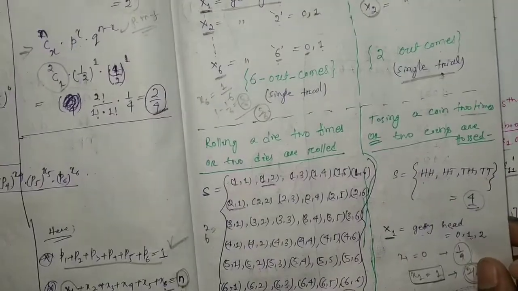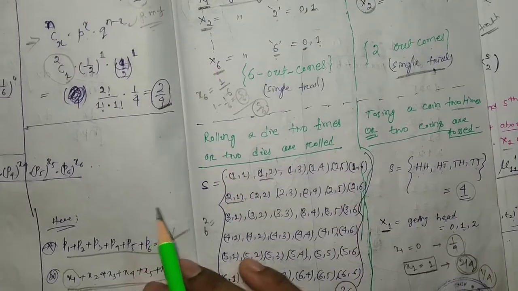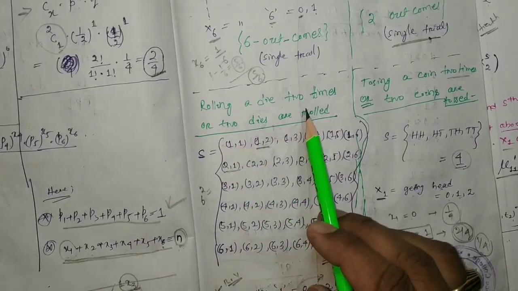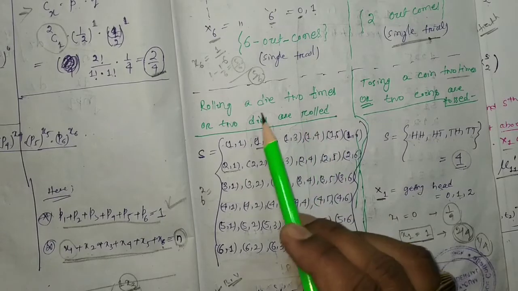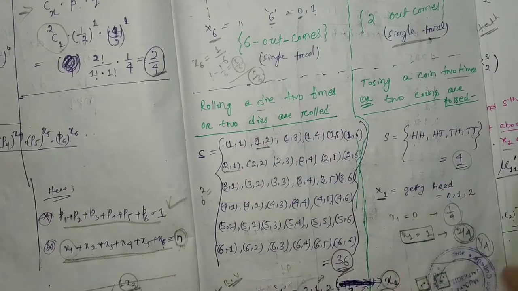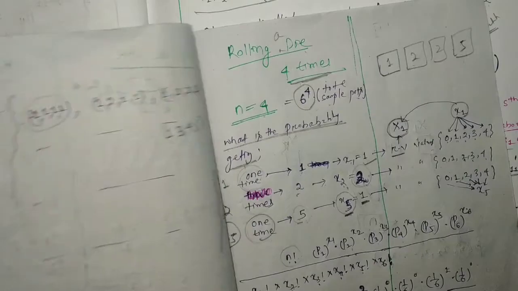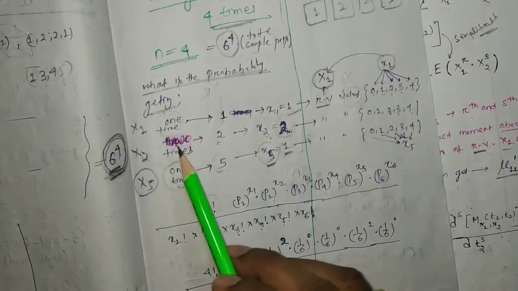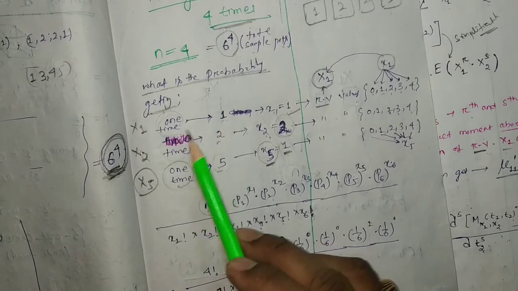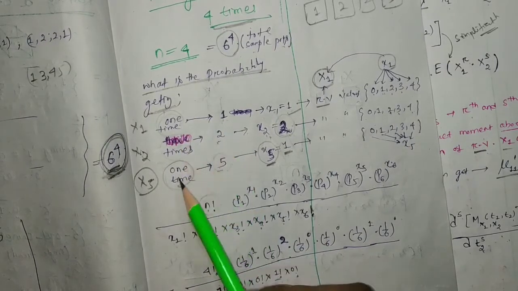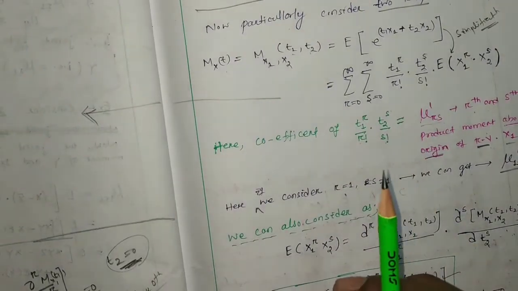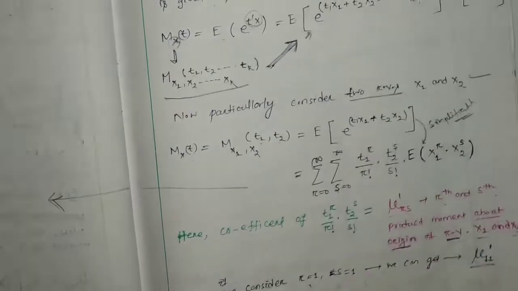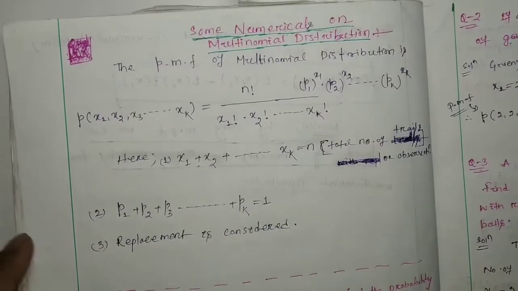Whenever we were discussing the PMF of multinomial distribution, rolling of two dice, or one die two times, and rolling of a die four times, and what will be the probability of getting one, one time, two, two times, five, one time. These things we have already discussed. So in this class we are going to discuss a few numericals based upon multinomial distribution.